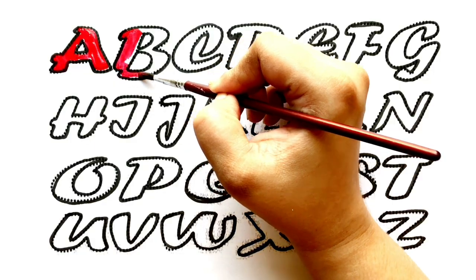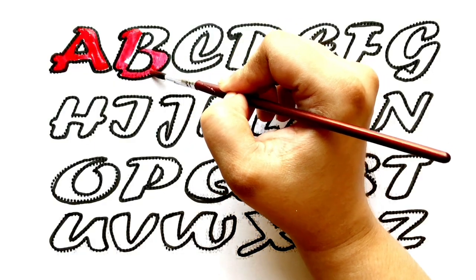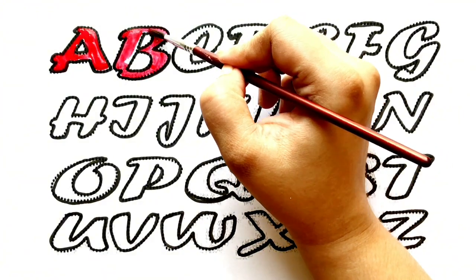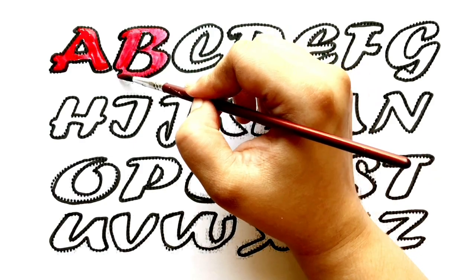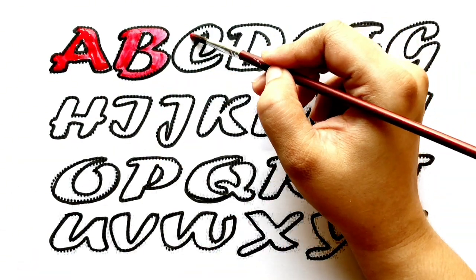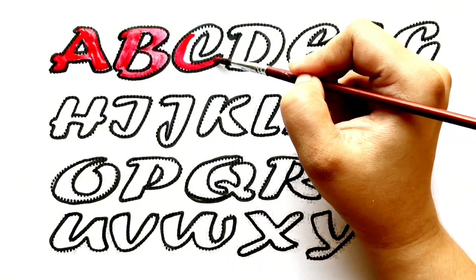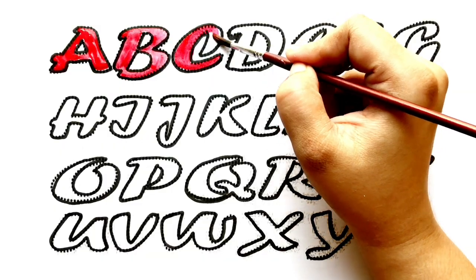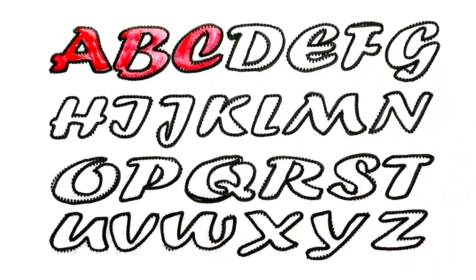B for ball. B, C, D, E, F, G, H, I, J, K, L, M, N, O, P, Q, R, S, T, U, V, W, X, Y, and C for cow. I know my ABCs. Next time, won't you sing with me?